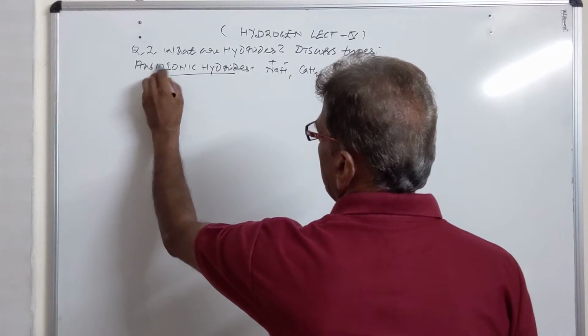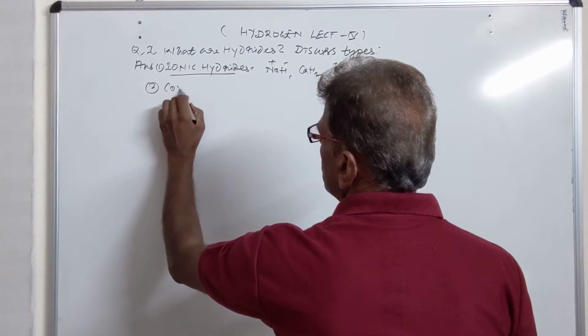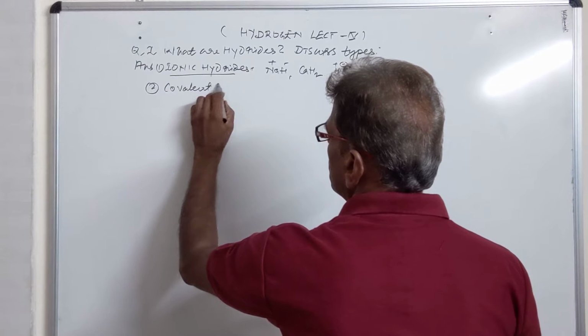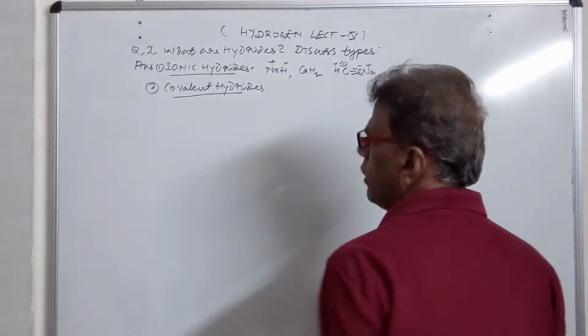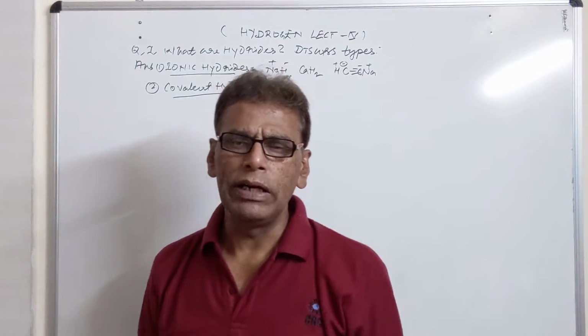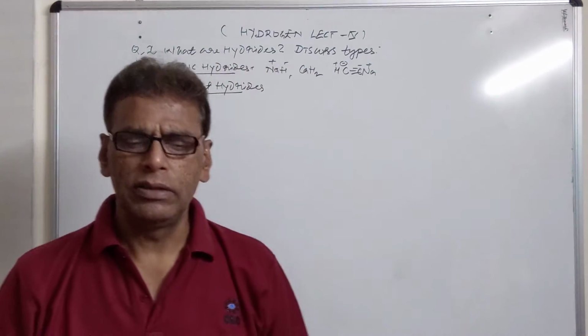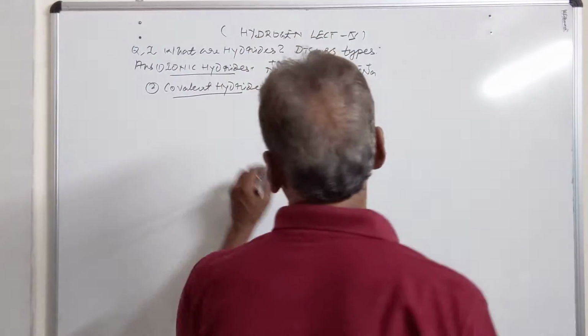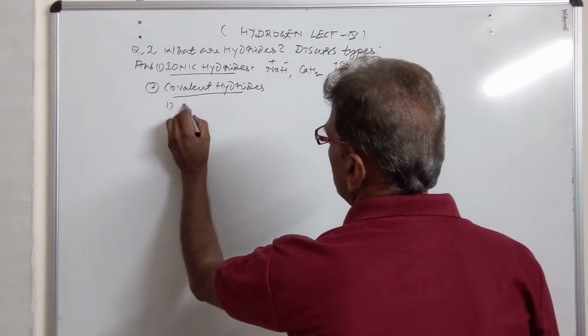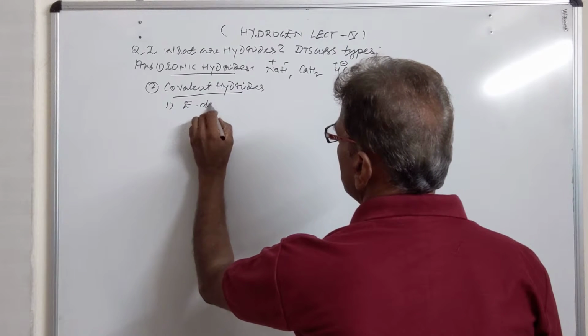Then we have covalent hydrides. These are the hydrides of non-metals. They are having covalent bond between the non-metals and the hydrogen atom. They are called covalent hydrides. They are of following types. Number one, electron deficient.